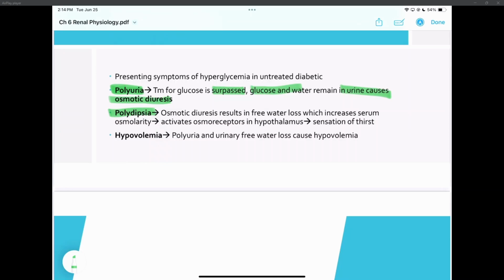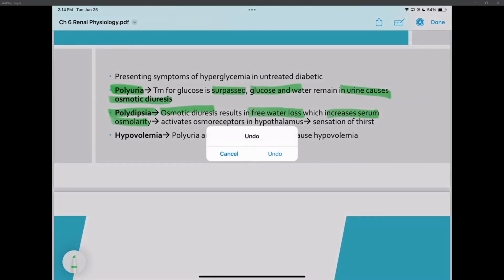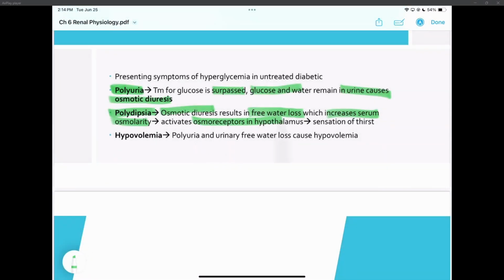Polydipsia, what's that? Increased thirst. That osmotic diuresis we talked about above causes free water loss, increasing your serum osmolarity, because you're losing water, so all those solutes have a bigger pull now. Okay, we get osmoreceptors in the hypothalamus, increased sensation of thirst. We need to drink more because of the osmotic diuresis caused by the urine.